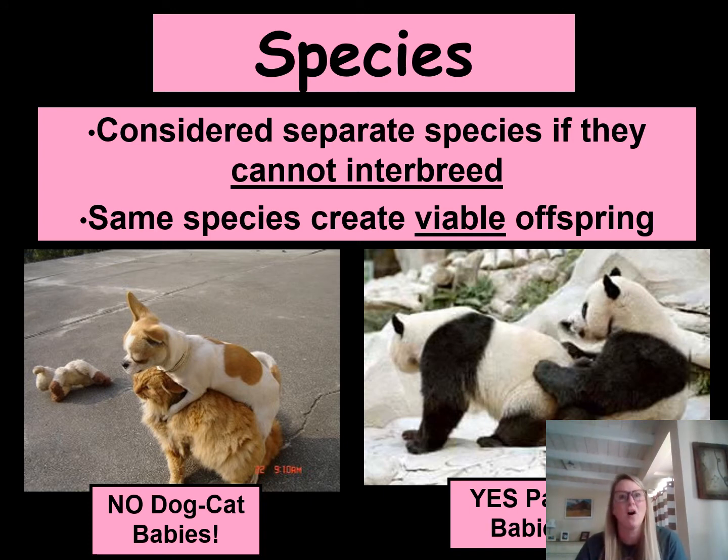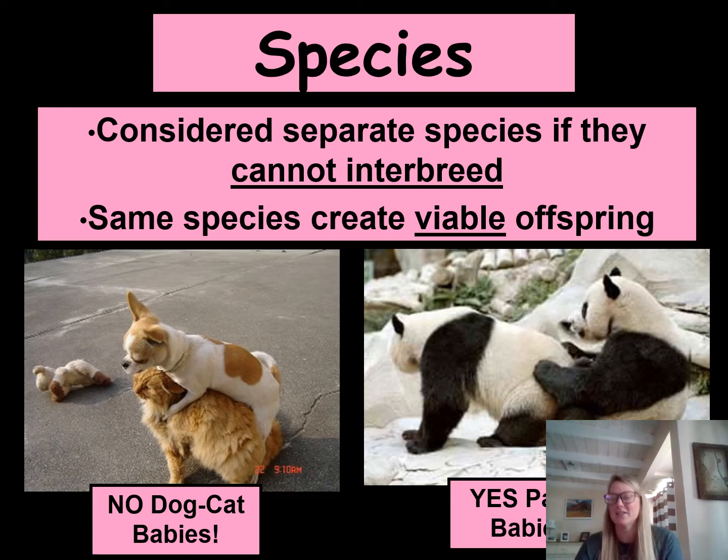offspring can have offspring. So for example here, like when a panda mates with a panda, they have panda babies, and those panda babies are viable. They're fertile, they can have babies. However, you may know that other species may try to mate with one another, but it doesn't necessarily produce offspring.